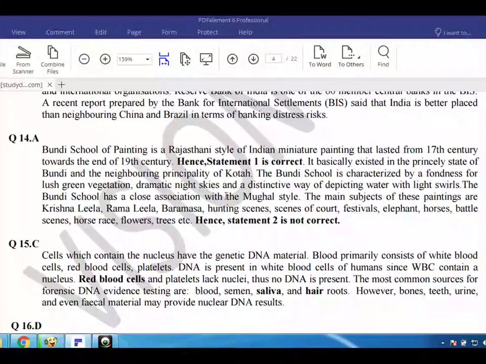Q15.C Cells which contain the nucleus have the genetic DNA material. Blood primarily consists of white blood cells, red blood cells, and platelets. DNA is present in white blood cells of humans since WBC contain the nucleus. Red blood cells and platelets lack nuclei, thus no DNA is present. The most common sources for forensic DNA evidence testing are blood, semen, saliva, and hair roots. However, bones, teeth, urine, and even fecal material may provide nuclear DNA results.